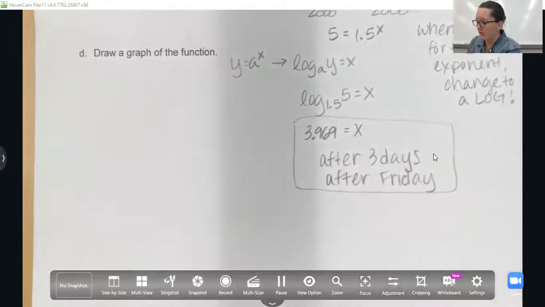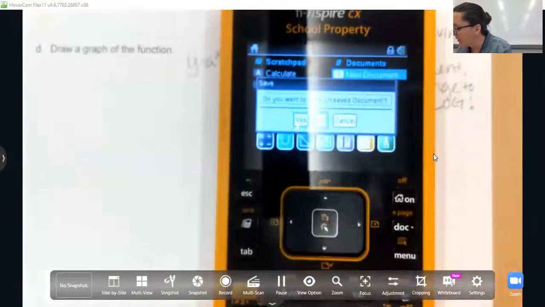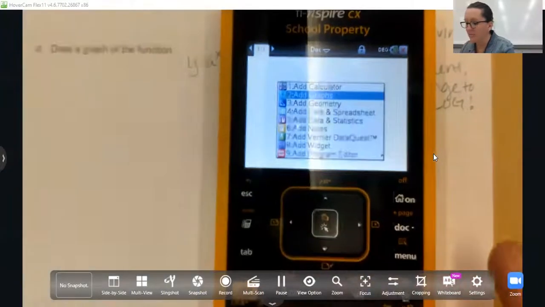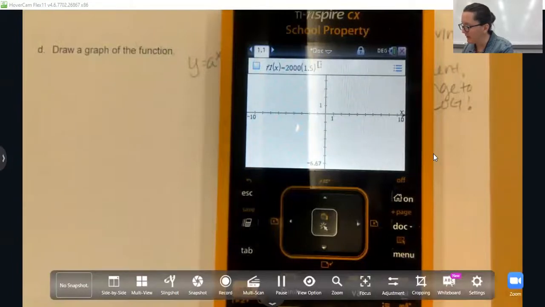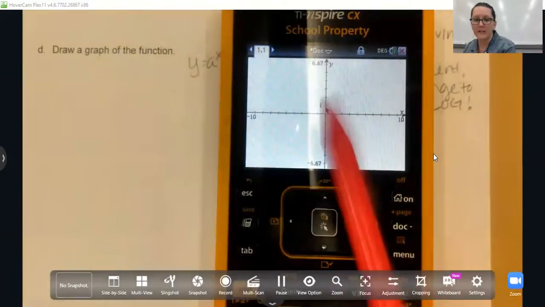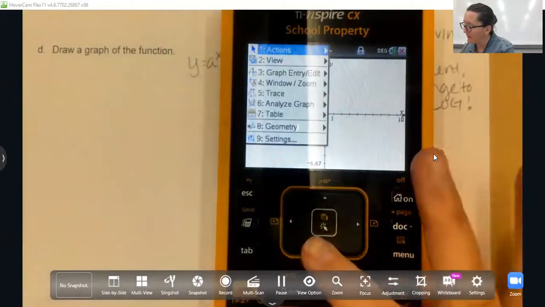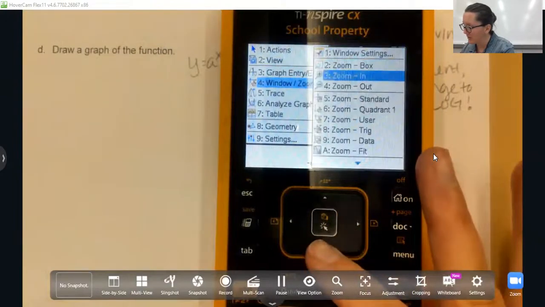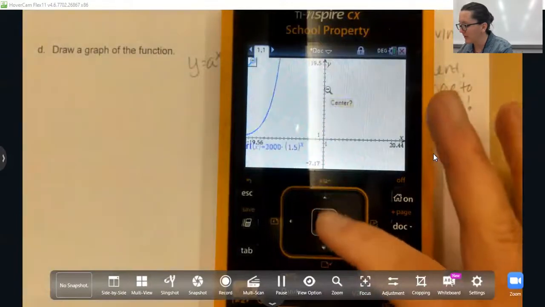All right, then it says draw the graph of the function. So I'm just going to go to new document. No, I don't want to save. I'm going to go to graph, and all I'm going to do is go back to my original equation there, the 2000 times 1.5 to the x power here. Now, for these, notice you can't see it. Why is that? It's because it started at 2000. The graph is too large for this calculator that has the largest thing is at.